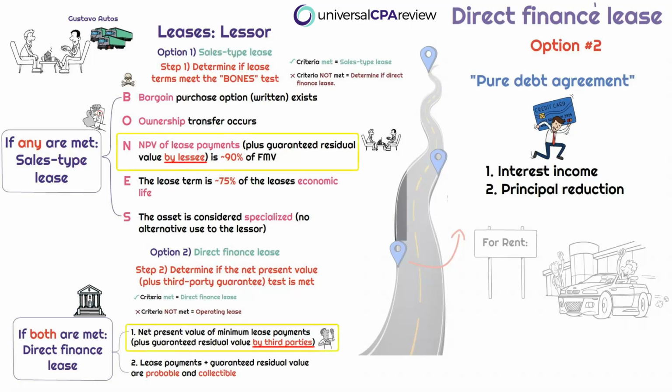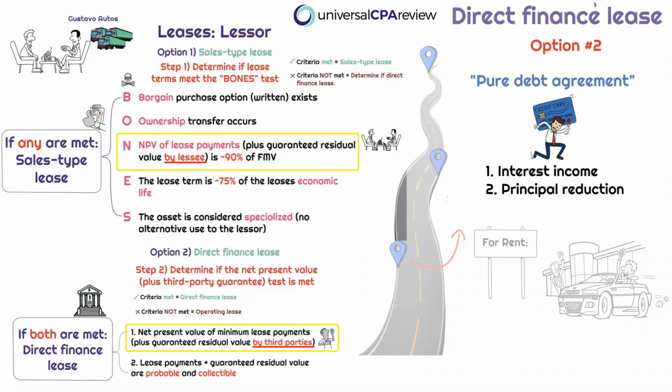But Joey, I thought if the net present value of the minimum lease payments plus the guaranteed residual value is greater than 90% of the fair market value, then it's considered a sales type lease. Okay, so let me stop you right there. What's the difference between the two? It all comes down to the guaranteed residual value, right? I know this is such a crazy detail, but basically we're saying that if the guaranteed residual value is guaranteed by somebody that is not the lessee, then it could still be classified as a direct finance lease. If it is guaranteed by the lessee themselves, then it's possibly a sales type lease.